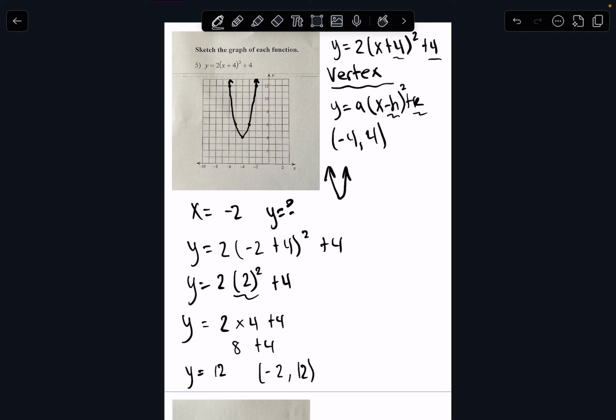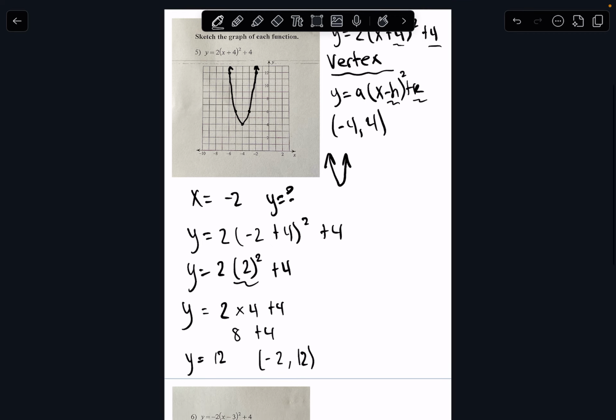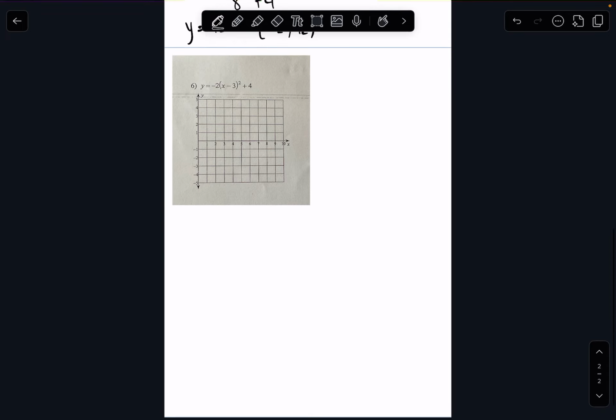So step 1, find the vertex. Step 2, is it smiling or frowning? Step 3, either find the y-intercept or the x-intercepts, and then find some other points that we can plug in and try to make that graph accurate. So let's look at another example down here.